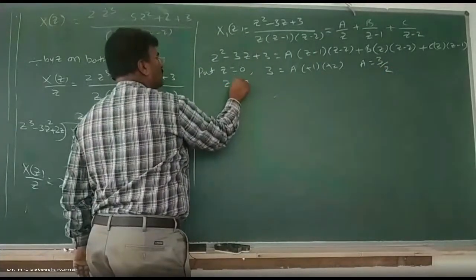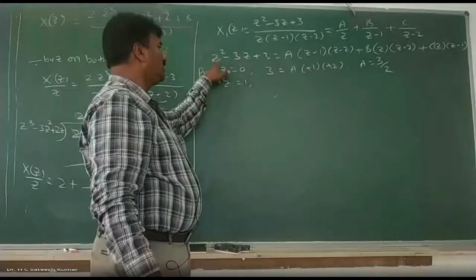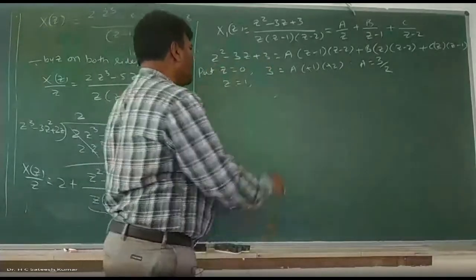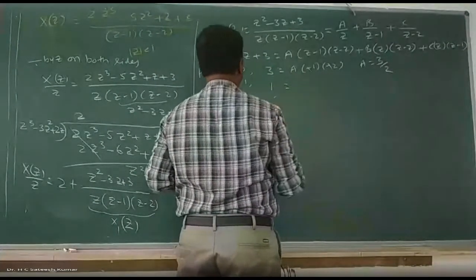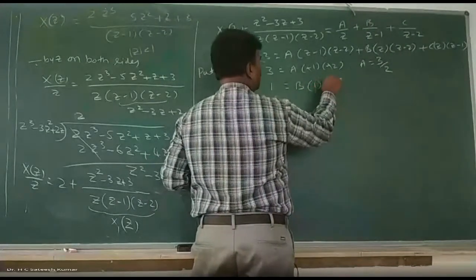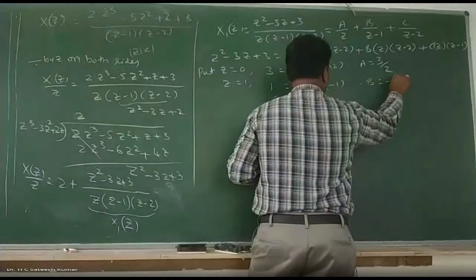Put z is equal to 1. When z is equal to 1, 1 square is 1, minus 3, 1 minus 3 plus 3 is 0. What will you get? 1. So therefore, 1 is equal to, first one is 0, second one you get B into 1 into (1 minus 2), which is minus 1. Therefore, B is equal to minus 1.